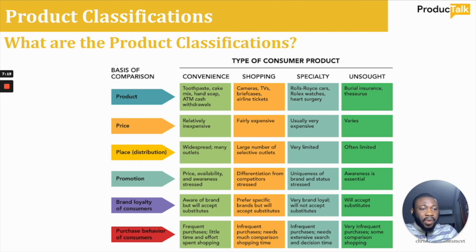Unsought product, for example, like I mentioned, could be like a coffin, right? So now the price varies. The place is also often limited. Awareness is essential. Customers could accept a replacement. Now the purchase behavior is infrequent. Those actions don't happen all the time. They only happen once in a while. That's when that purchase will be made for it.